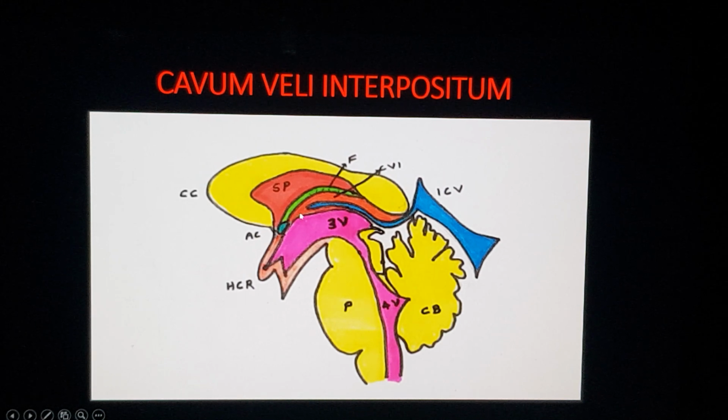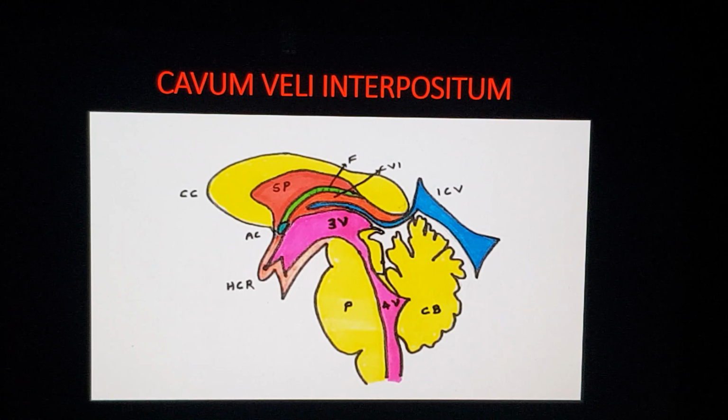Anterior end of cavum velum interpositae is the foramen of Monro. Posteriorly we have the splenium. Superiorly we have the fornix, cavum septum pellucidum and cavum vergae. Inferiorly we have the internal cerebral veins and third ventricle. And posterior inferiorly we have the quadrigeminal cistern. So that's the anatomy of the cavum velum interpositum.